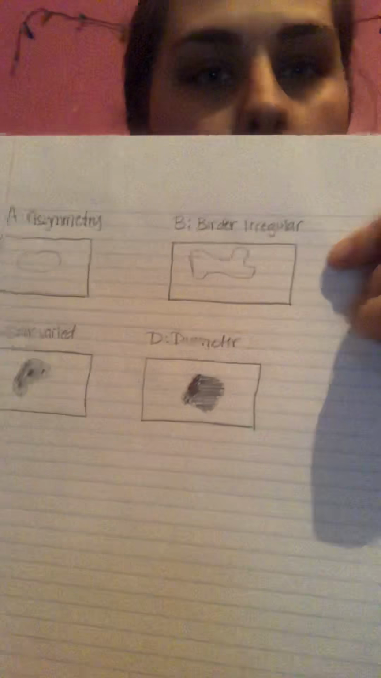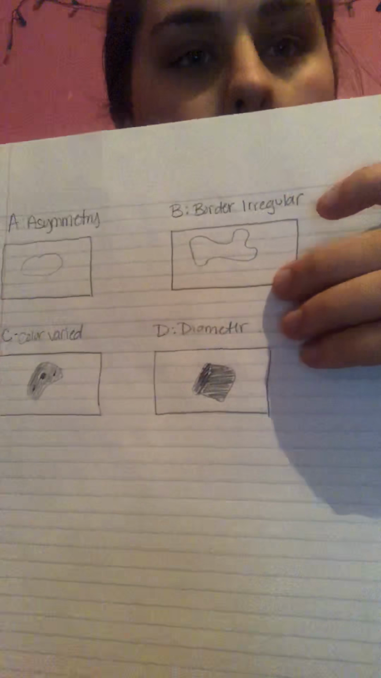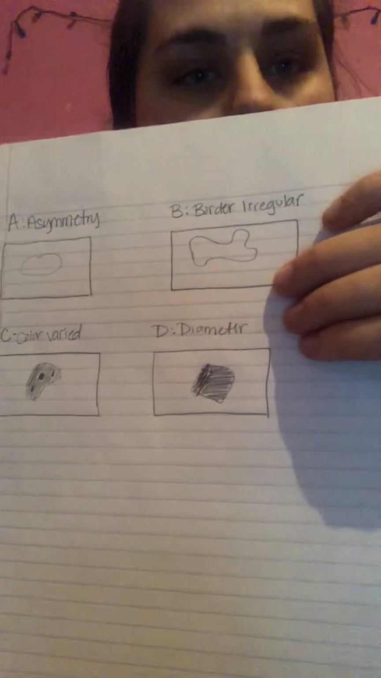So the next thing we were told to do is the ABCDs of the moles. So I'm going to go ahead and show you the picture first, and then I'll explain a little bit about it. So you've got the asymmetrical, the border irregular one. You've got color varied, and the diameter larger than the 6 millimeters overall.